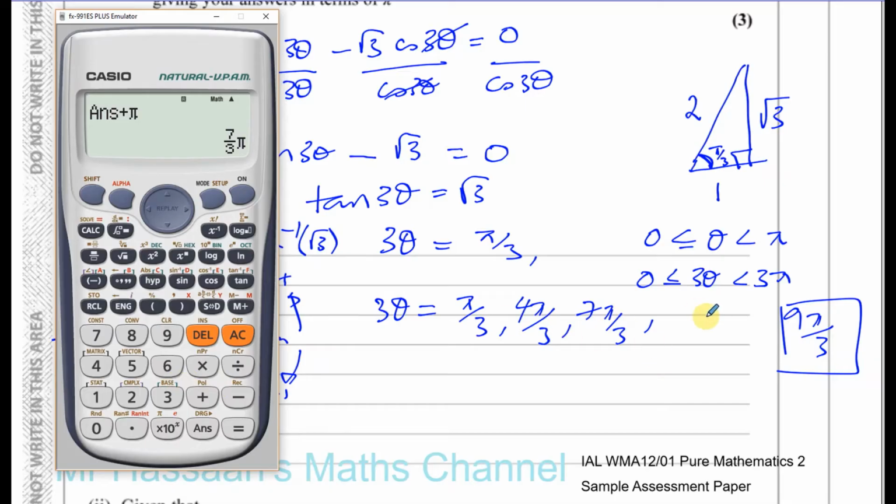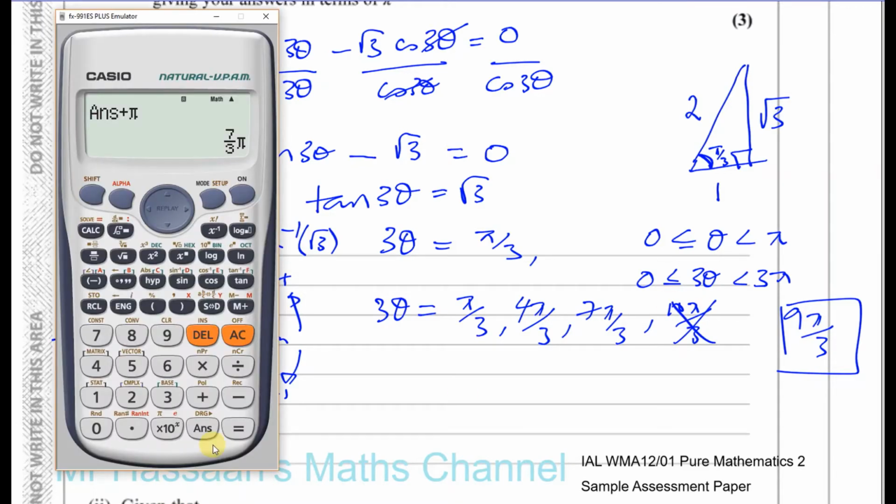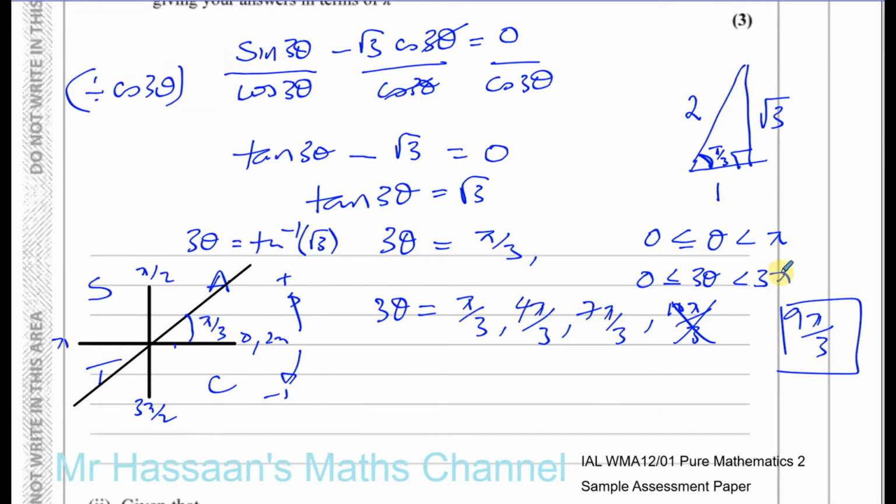Now if I add another pi to this, I'm going to get 10 pi over 3. 10 pi over 3 has gone too far. It's bigger than 9 pi over 3. So you see, if I add another pi, I get 10 pi over 3. That's out of the range that we need. We can only go up to 3 pi, and 10 pi over 3 is more than 3 pi.